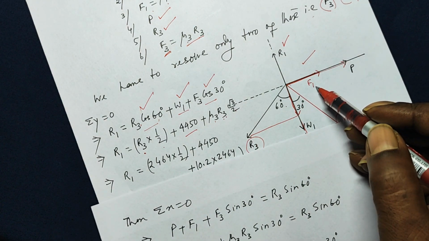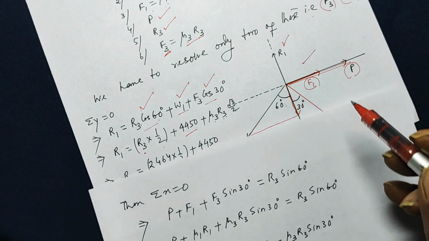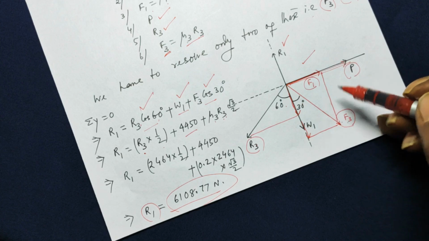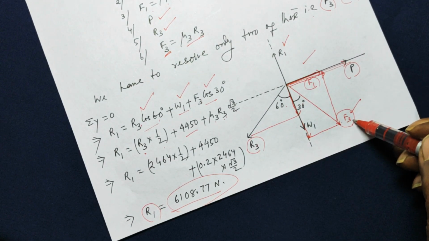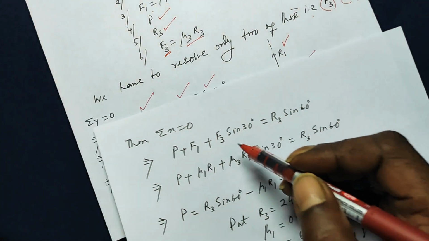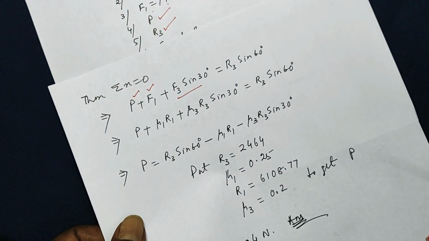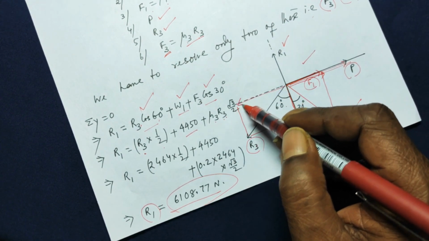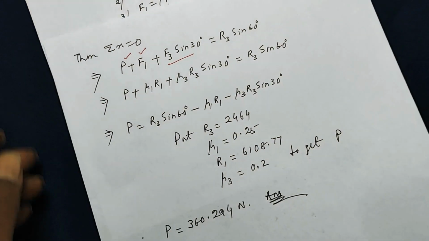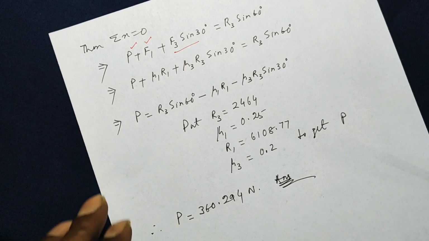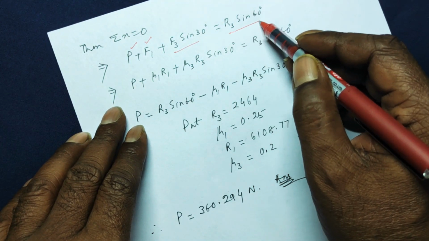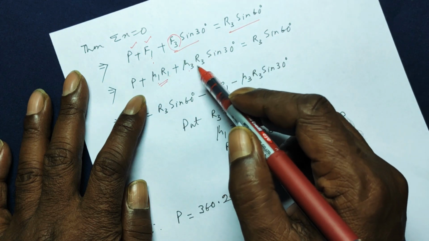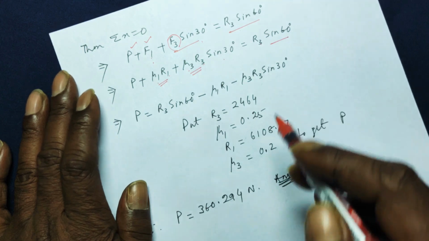Now apply sigma x is equal to 0. F1 and the applied force P are in the same direction. And a component of F3, if you drop a perpendicular from the tip of this vector, this length will be F3 times sine 30. So F3 times sine 30, P and F1 are along positive x-axis, and that is being opposed by the component of R3 to this side, which is R3 times sine 60. So P plus F1 plus F3 times sine 30 is equal to R3 times sine 60. Force of friction F1 is mu1 times the normal reaction there, force of friction F3 is mu3 times the normal reaction there, times sine 30, is equal to R3 times sine 60.